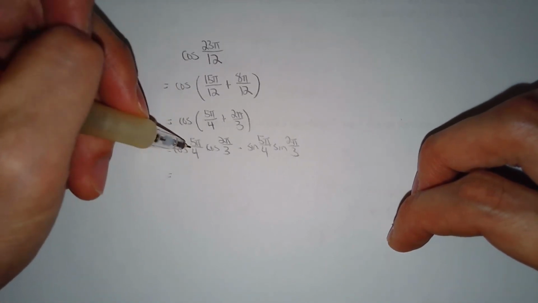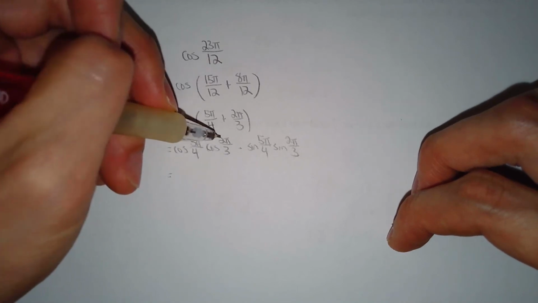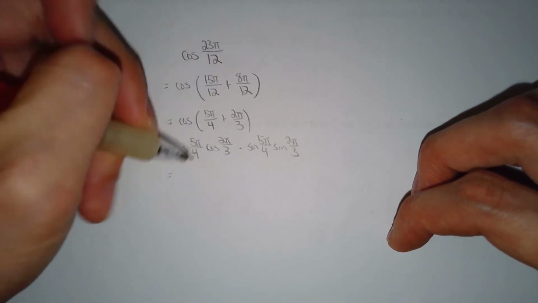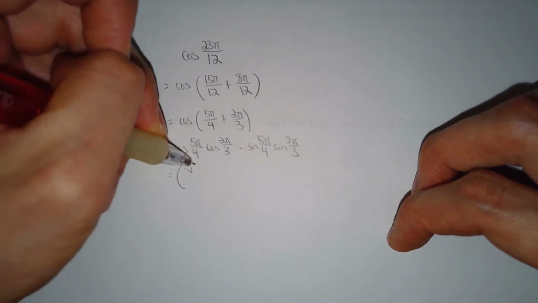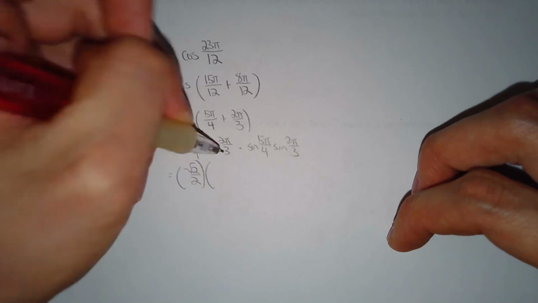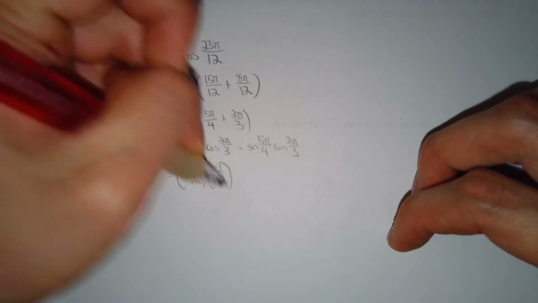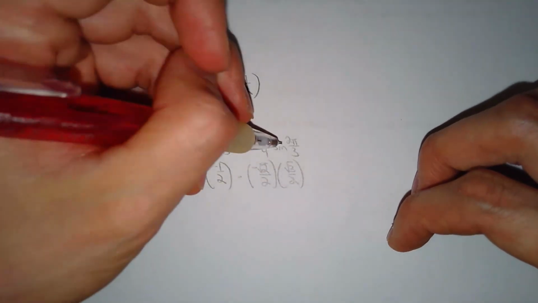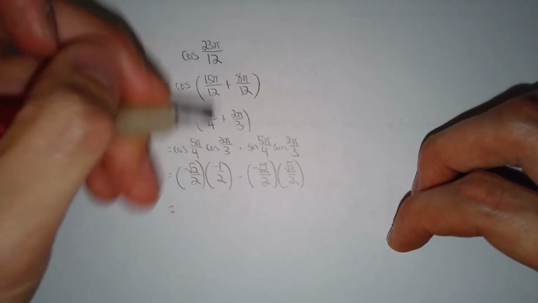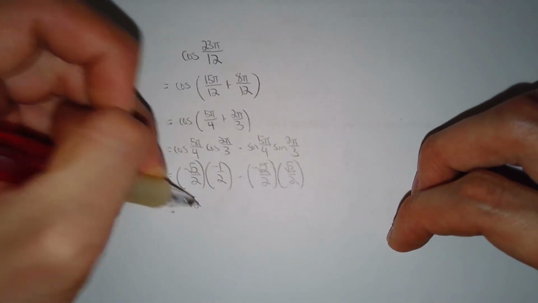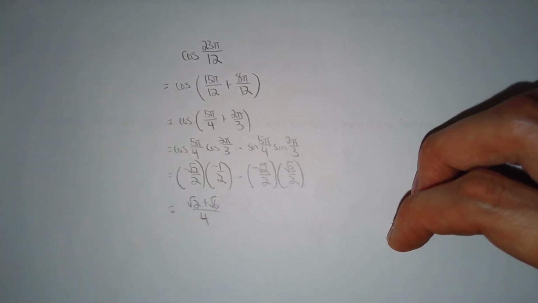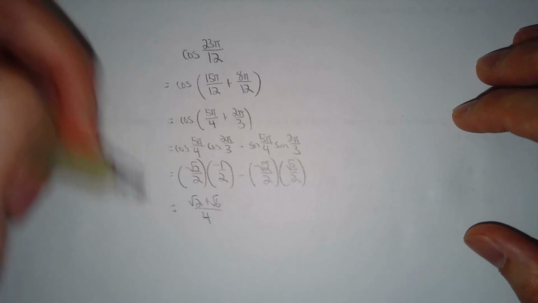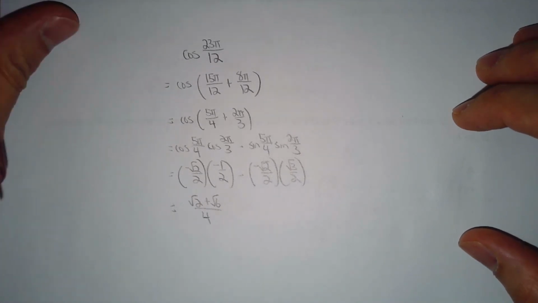Be careful. 5 pi over 4 is in the third quadrant. 2 pi over 3 is in the second quadrant. So yeah, you have to watch the signs. They're not all positive. So cos of 5 pi over 4 is negative root 2 over 2 because we're in the third quadrant. Cos of 2 pi over 3 is negative 1/2. Sine of 5 pi over 4 is negative root 2 over 2 because we're in the third quadrant. Sine of 2 pi over 3 is positive root 3 over 2 because sine is positive in the second quadrant. Okay, so if you do the math, you get root 2 plus root 6 all over 4. So this is one way of doing this question without using equivalent trig expressions.